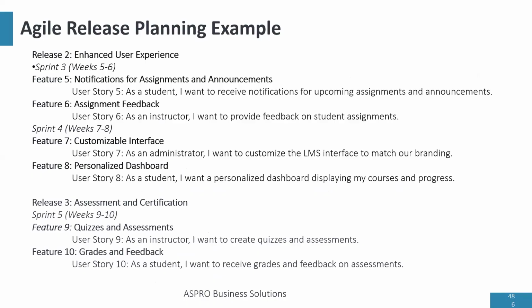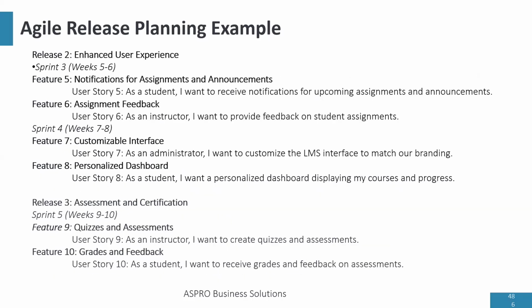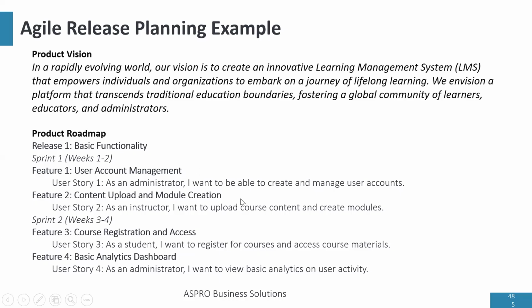Of course, it goes on, but I don't want to bore you. I just want you to see the structure of how this project would have been executed, starting from product vision to the product roadmap to the releases. So release 1, basic functionality. Each release has 2 sprints. So sprint 2, you can see course registration and access, basic analytical dashboard, right? So the first release will give all these features 1 to 4.